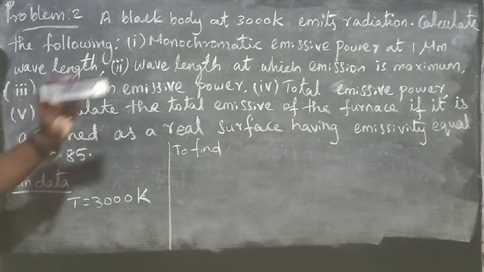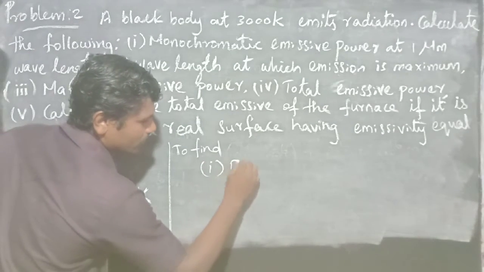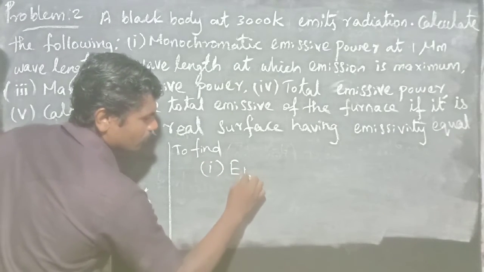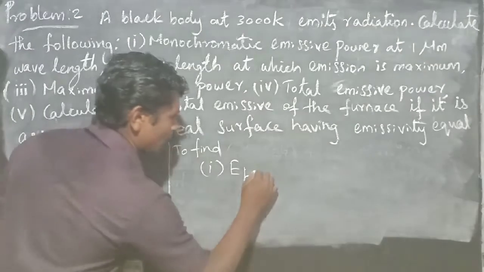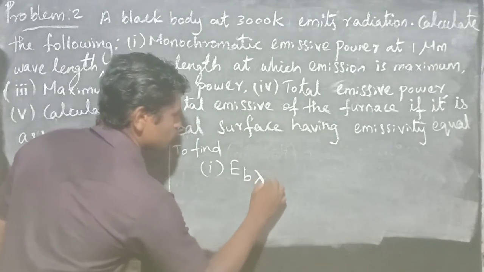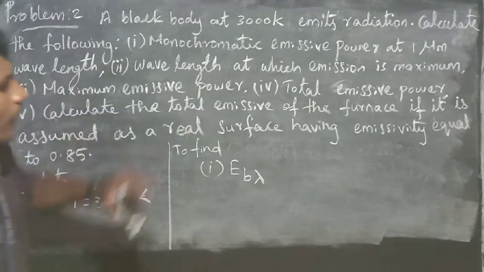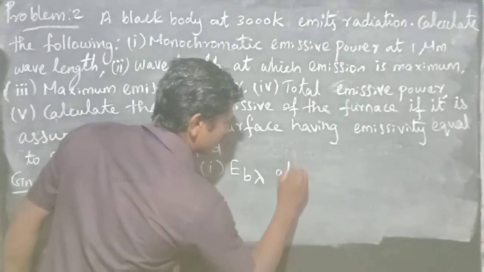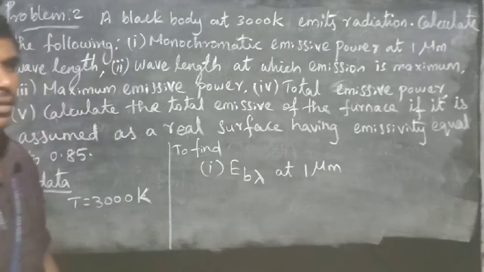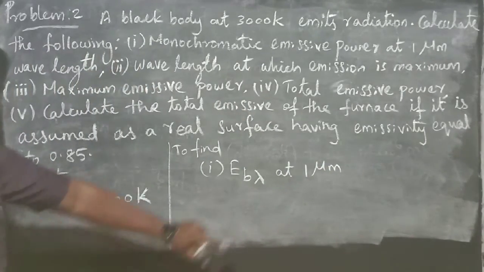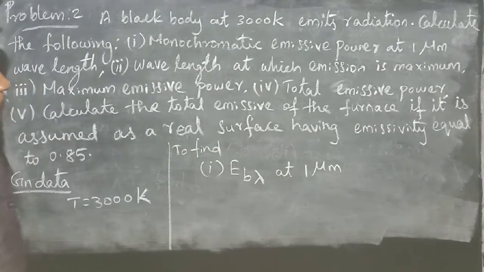First one, monochromatic emissive power. Monochromatic emissive power means normal Eb lambda, at 1 micrometer wavelength. 1 micrometer is the lambda. Lambda is equal to 1 micrometer.